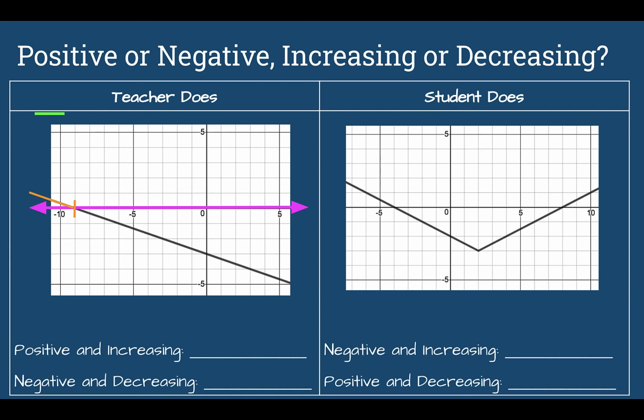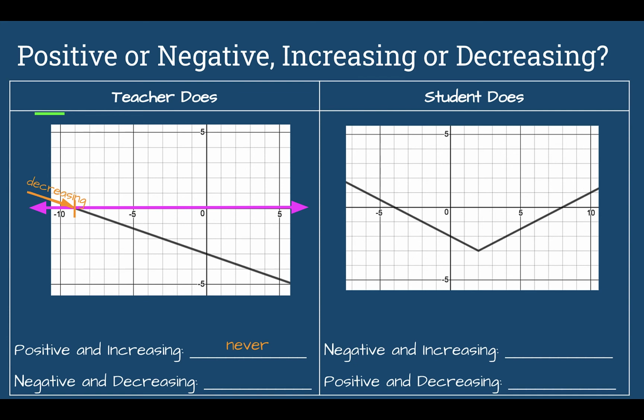Now we need to see where it is increasing. Well, from wherever we can see, it is going down. So that whole part that we can see, it is decreasing. So based on this graph, positive and increasing never happens. From what we can see, it's positive, but during that time it's decreasing.